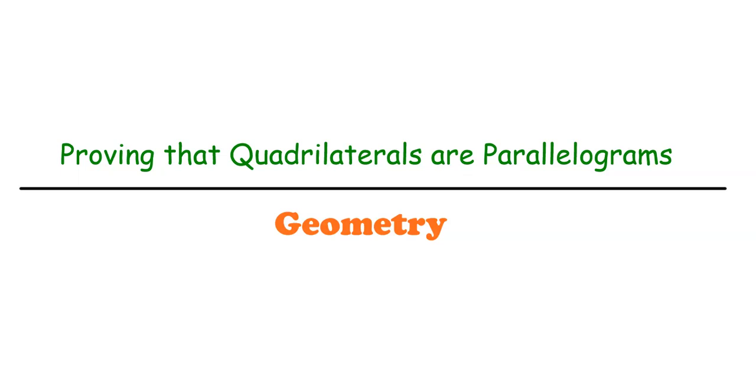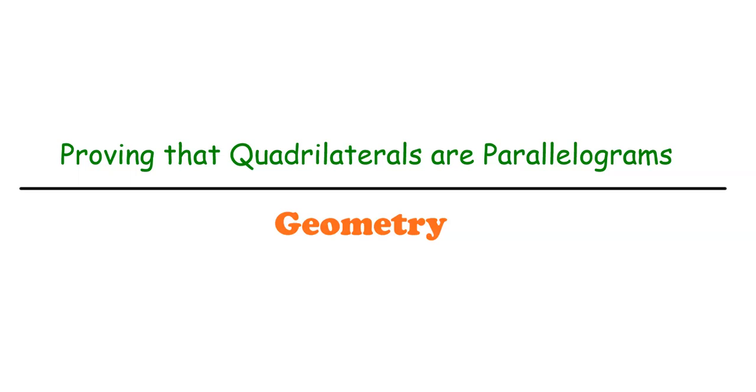So we spent some time talking about the properties of parallelograms and what we can prove knowing that a quadrilateral is a parallelogram. Well, the next natural question is, what sorts of information can we use to prove that a quadrilateral is a parallelogram, even if we don't know immediately that opposite sides are parallel?